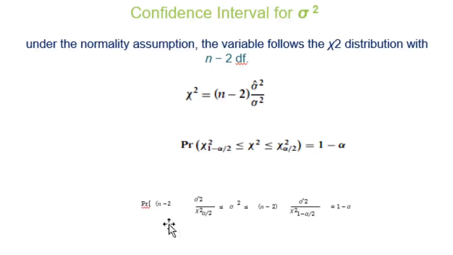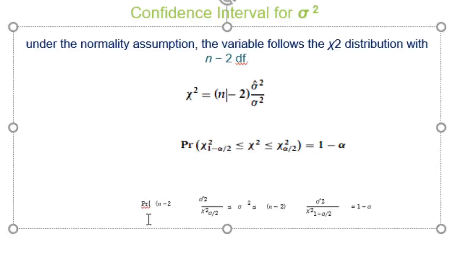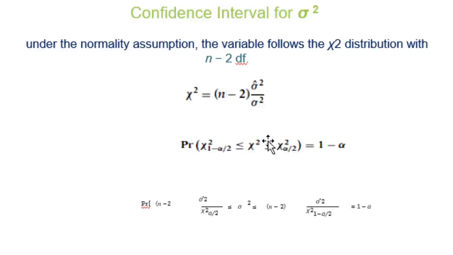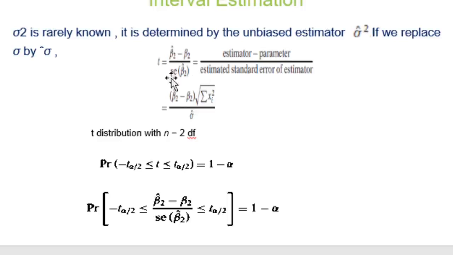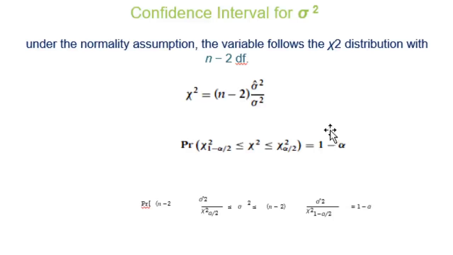Then the probability limit can be expressed as probability of n minus 2 sigma cap square divided by chi-square alpha by 2 less than or equal to sigma square less than or equal to n minus 2 sigma cap square divided by chi-square 1 minus alpha by 2, equal to 1 minus alpha. This is the confidence interval for sigma square. We constructed the confidence interval for beta 1 and beta 2, which follow the t distribution, and for sigma square, which follows the chi-square distribution.